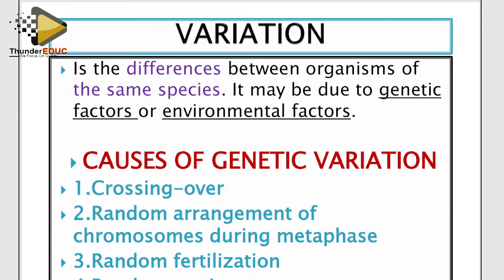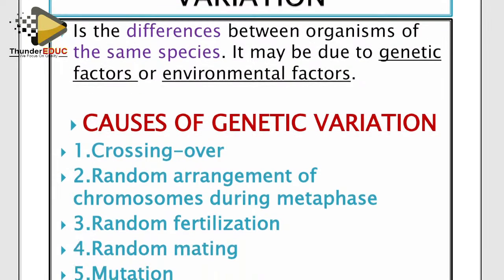What is non-disjunction? Failure of the chromosomes to separate is what is called non-disjunction. And this non-disjunction is going to lead to Down's syndrome. So we call it non-disjunction, and then it's going to lead to Down's syndrome. I think I'm clear there.